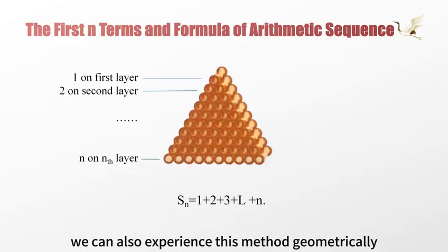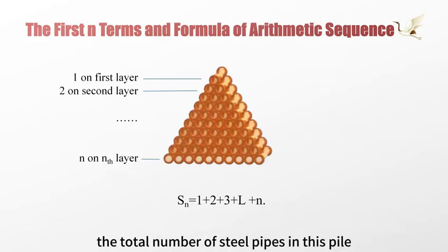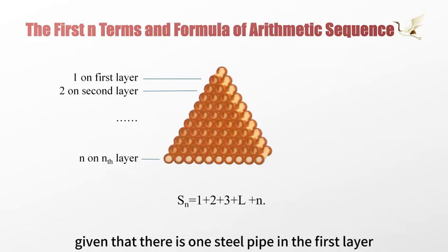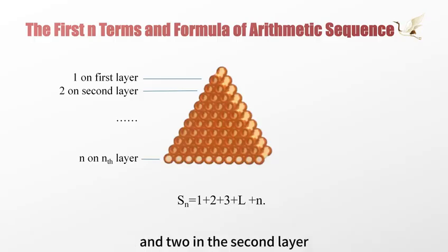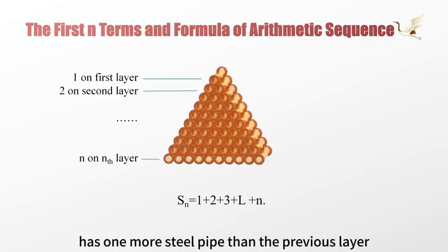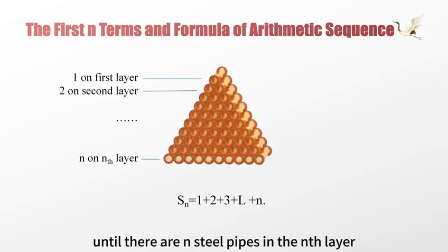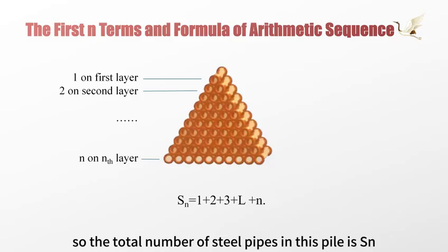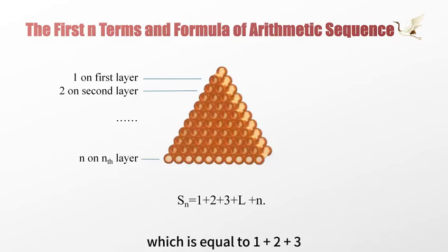We can also experience this method geometrically. We need to calculate the total number of steel pipes in this pile. Given that there is one steel pipe in the first layer and two in the second layer, starting from the second layer, each layer has one more steel pipe than the previous layer, until there are n steel pipes in the nth layer. So the total number of steel pipes in this pile is Sn, which is equal to 1 plus 2 plus 3, all the way up to n.